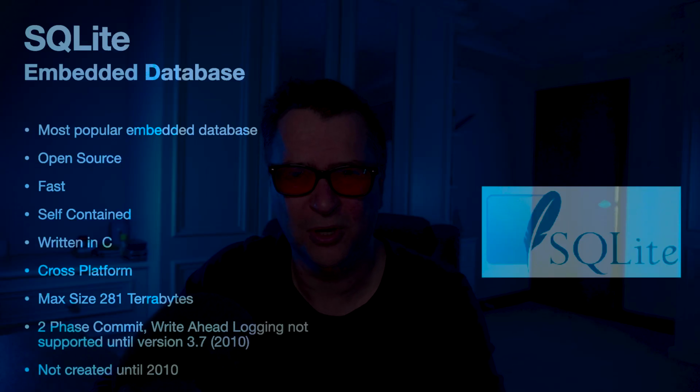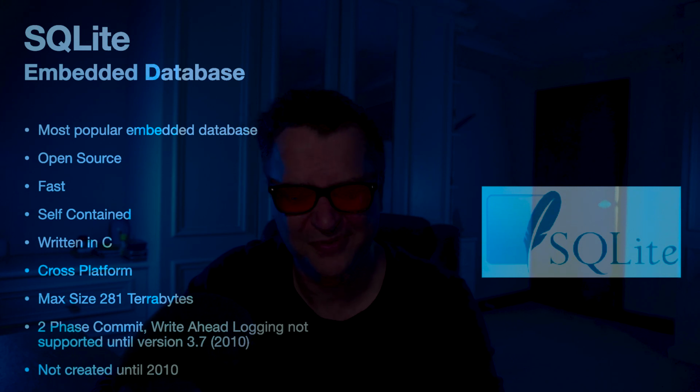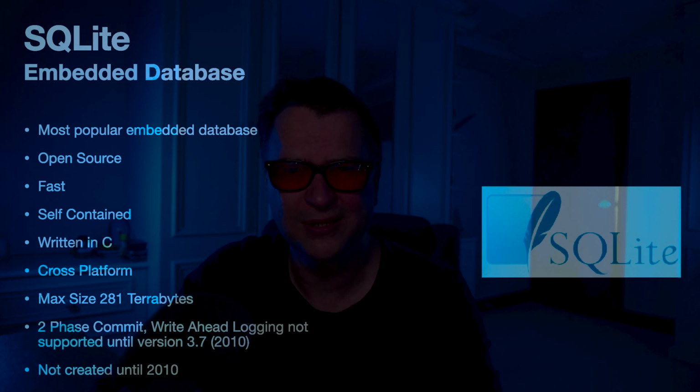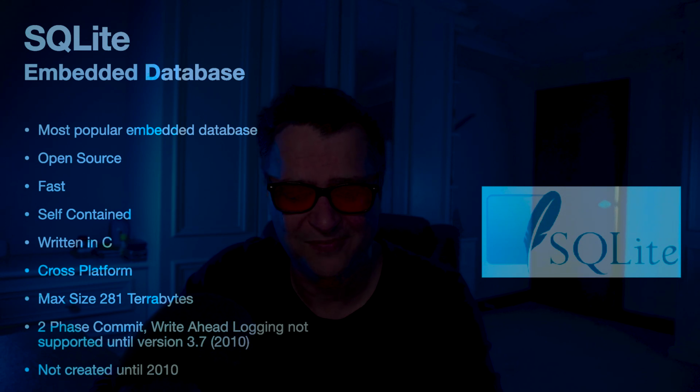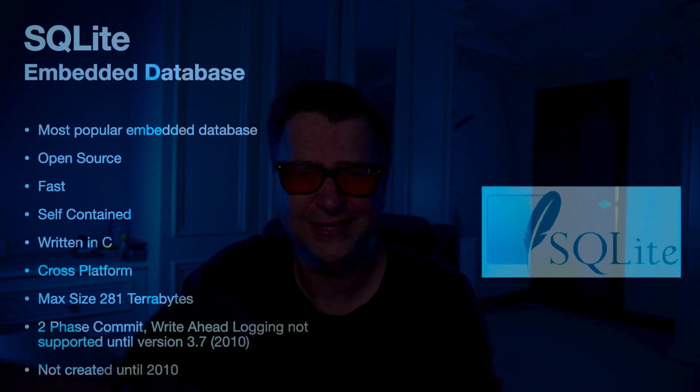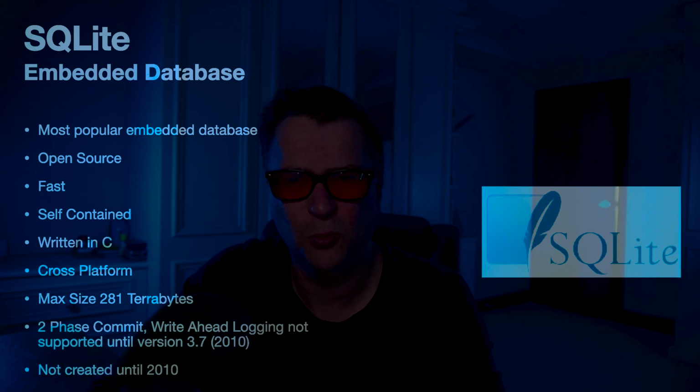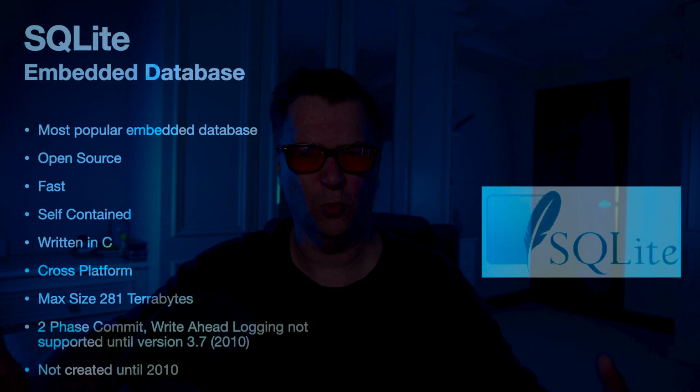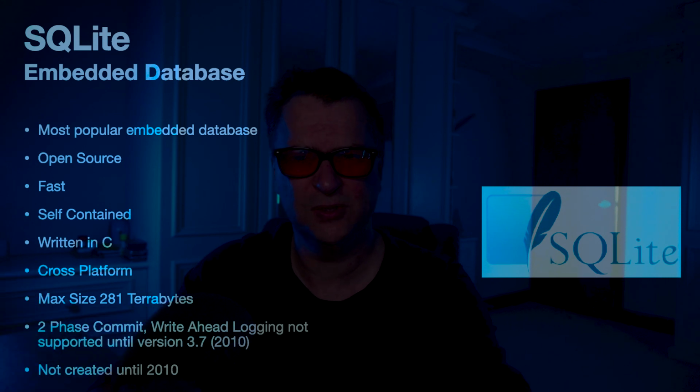So you're probably thinking to yourself, good point, Chris. Why didn't Satoshi Nakamoto pick SQLite back in 2009? Just like it is today, it was the most popular embedded database in the world at that point. It is open source, it is fast, it's self-contained. It's written in C, just like Berkeley DB is. It does have transactionality. It is cross-platform. It's got a max size of 281 terabytes. It was created in 2001, so it was around. So why wouldn't you have picked SQLite?